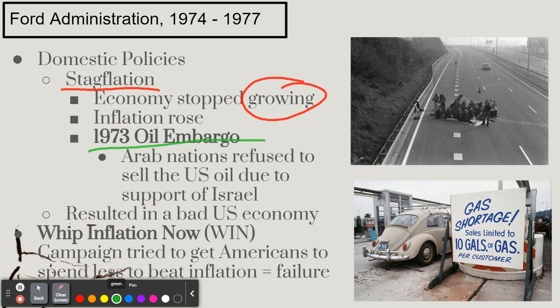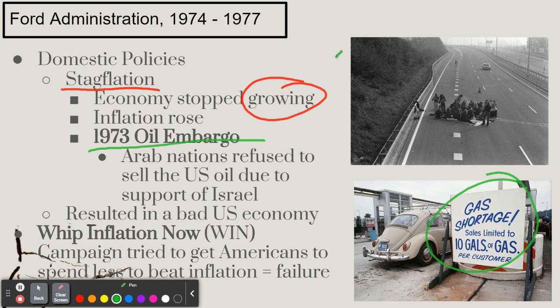What this does is, if you look at this picture over here, there began to be actual limits on how much gasoline you could get, and the pumps would run out. We have a bunch of hippies up here eating lunch, having a picnic on a freeway because there's just no gasoline. All this results in a really bad U.S. economy, an economy that is essentially collapsing.